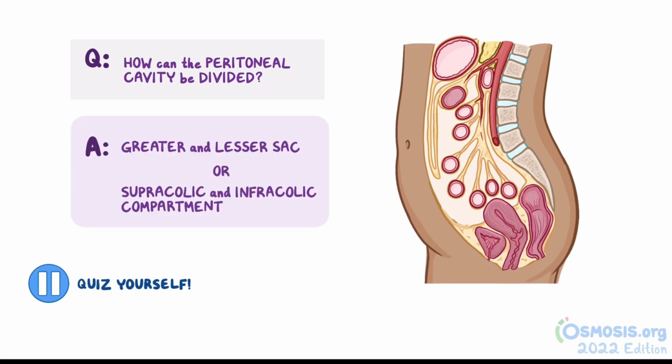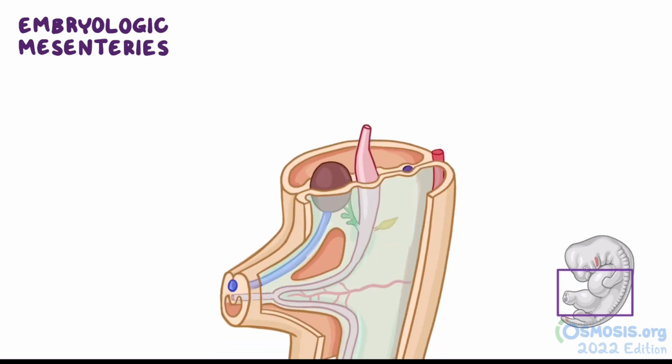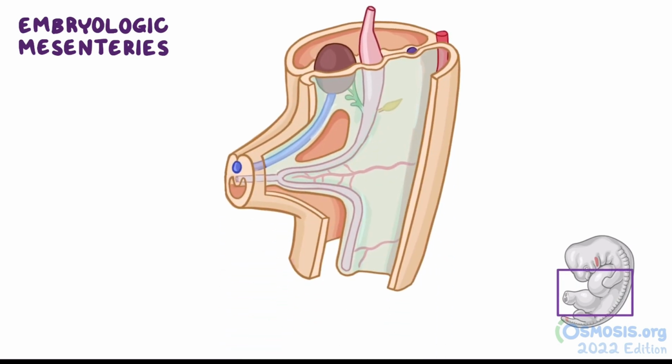Now let's switch gears and explore the development to understand how these structures came to be. Let's first look at the embryologic mesenteries. Now, the gastrointestinal tract begins as a tube, known as the gut tube. Initially, it is closely associated with the posterior abdominal wall, but begins to move farther away from it.